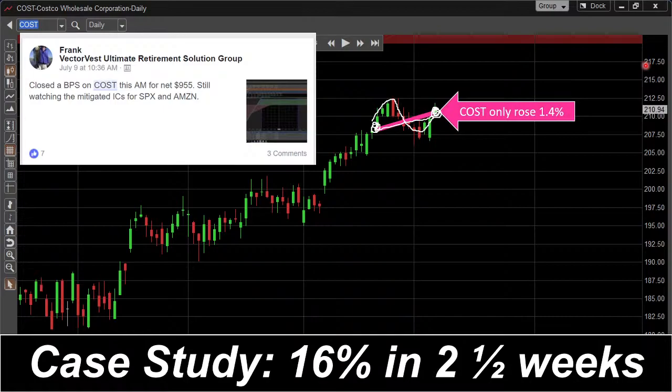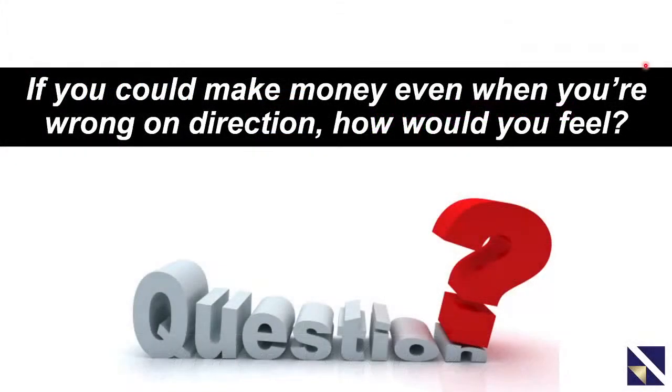All right, so in the chat box, if you had something like that where your risk is lower, you're making more on the money that you've got at risk, and you're making more even if the stock doesn't go in your direction.